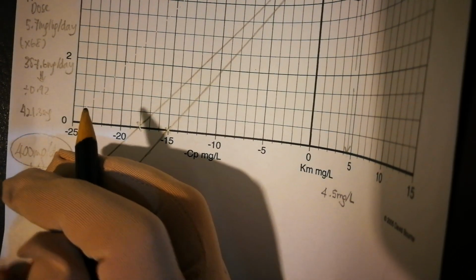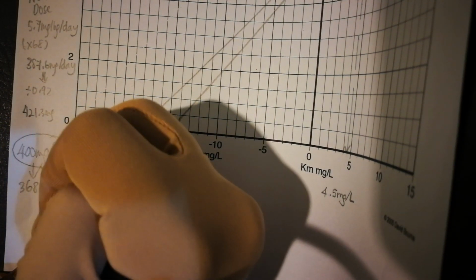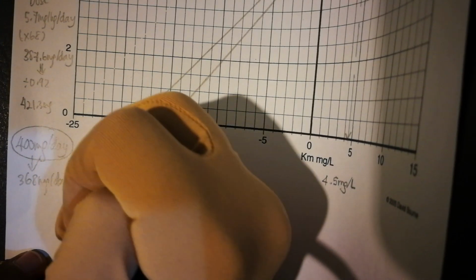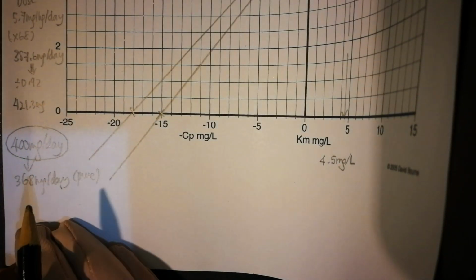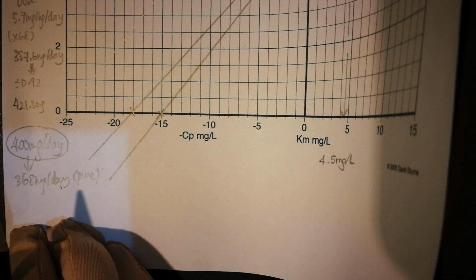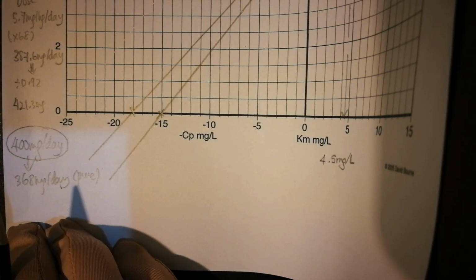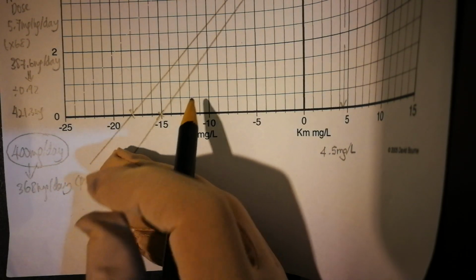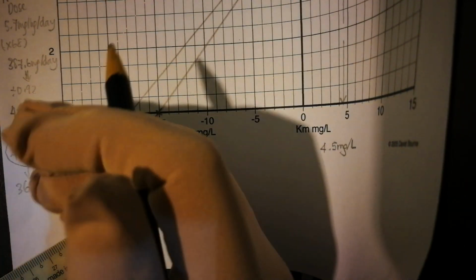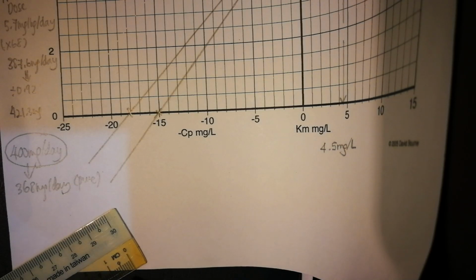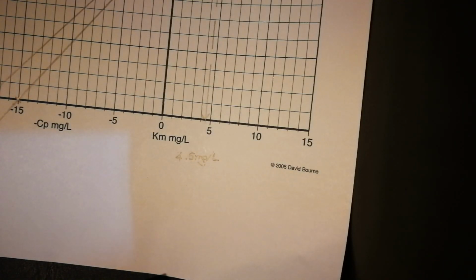368 milligram per day. This is the pure form, and then you have to divide it by your weight. So the weight here is 68. So 368 divided by 68, and you get 5.41.